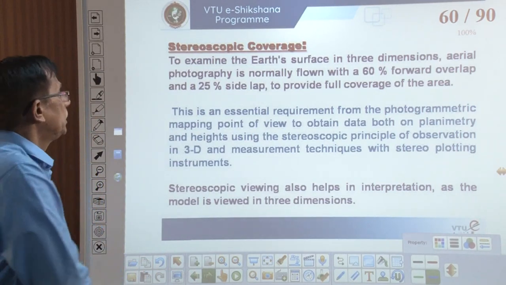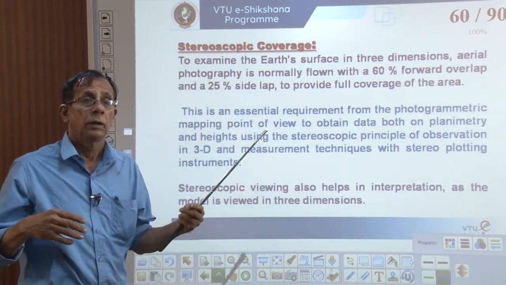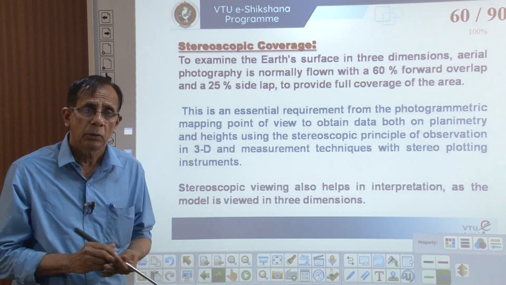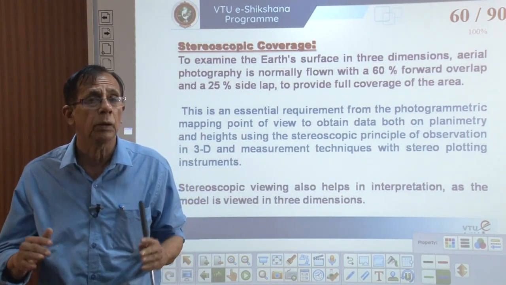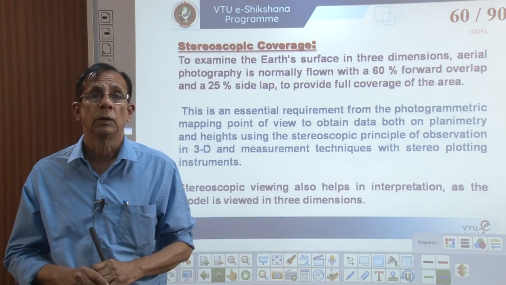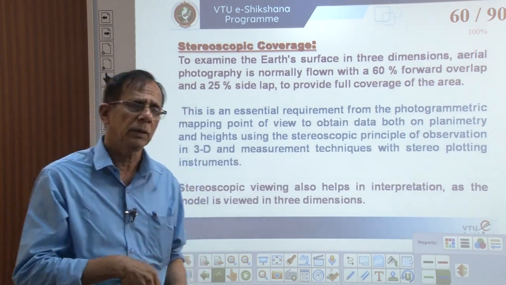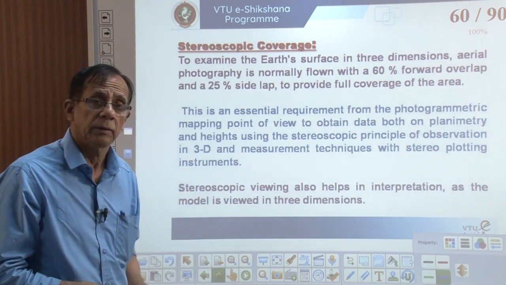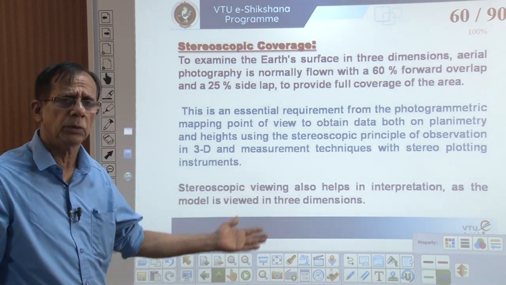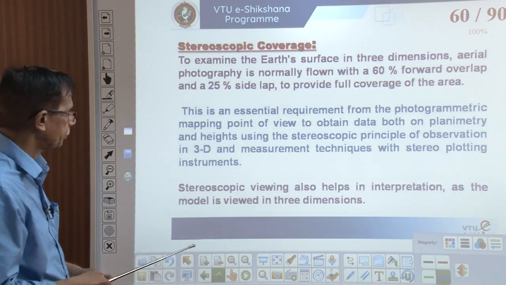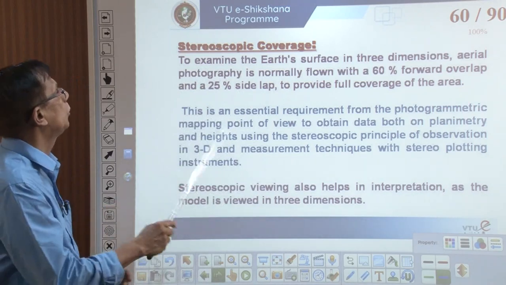Now, what is the stereoscopic coverage? We study the photograph in three dimensions. We use an instrument called a stereoscope. People also call it a mirror stereoscope or pocket stereoscope. Nowadays, we have digital photography, and we can analyze it like photogrammetry, which is in all respects similar to the satellite images we use there. Now, in all these photographs, an essential factor is overlap.